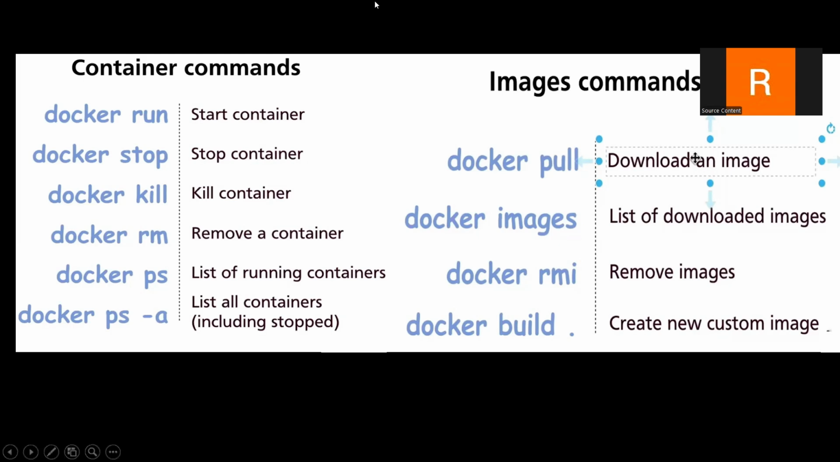Stops the container. So it basically stops the container. What is docker kill? If you listen to my words clearly, there are two similar commands, docker stop and docker kill. What is the difference between these two commands?